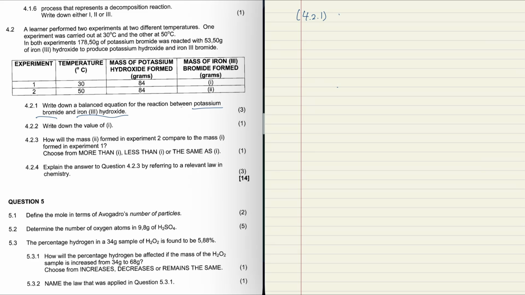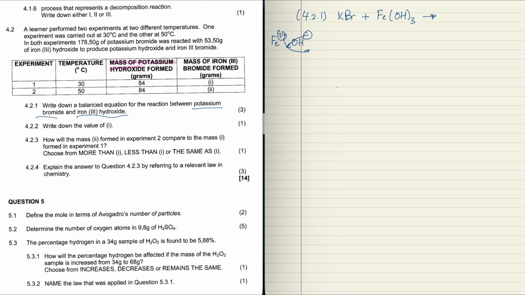So potassium bromide is KBr. KBr plus iron 3 hydroxide. Now, the 3 tells us the charge of the iron. So if you have Fe3+ and you have hydroxide, which is OH minus, to have them balance, you need to switch the numbers here. So you're going to have Fe. Now, because OH is a polyatomic ion, we're going to use a bracket, and it's going to be OH, close the bracket, 3. And that's going to give us, now they tell us in the table the products.